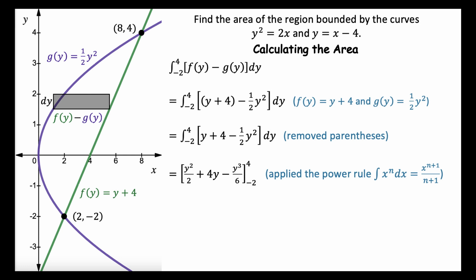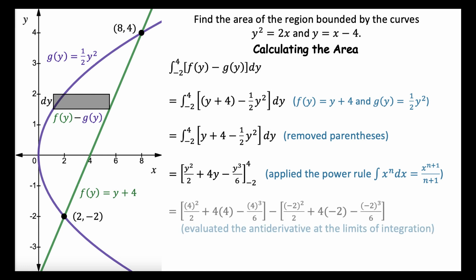Substituting the limits of integration into the antiderivative gives us the quantity 4 squared divided by 2 plus 4 times 4 minus 4 cubed divided by 6, end quantity, minus the quantity -2 squared divided by 2 plus 4 times -2 minus -2 cubed divided by 6, end quantity. Let's move this last line up to give ourselves a little more room.